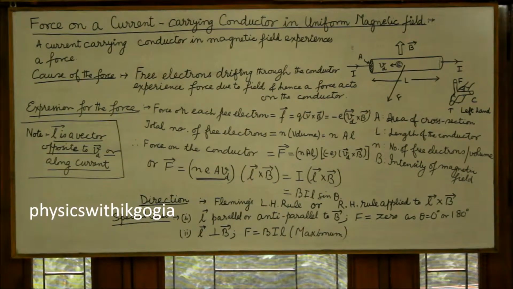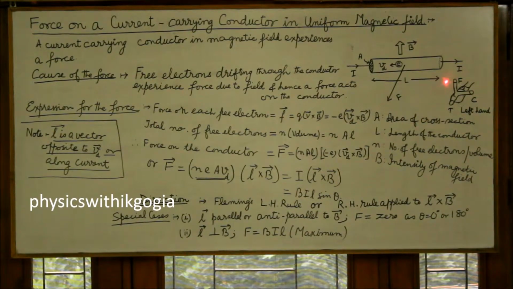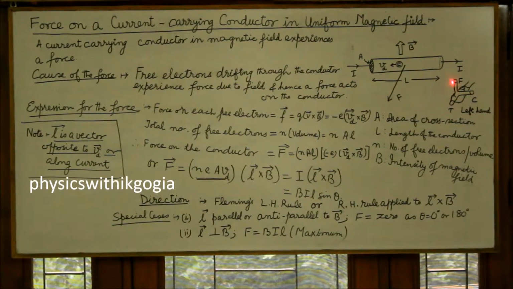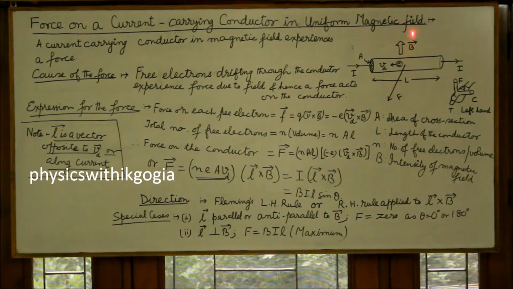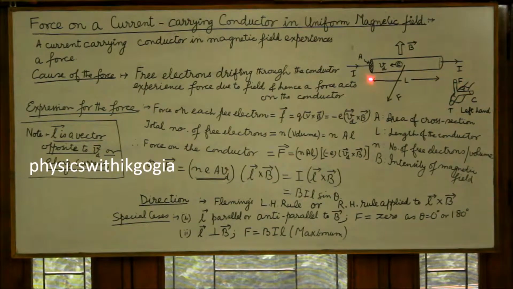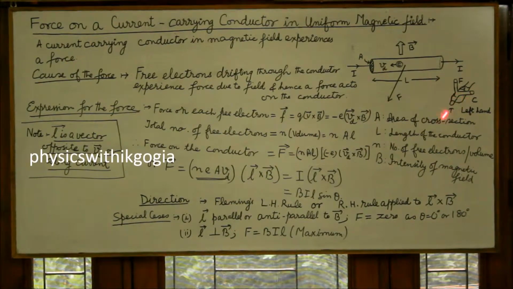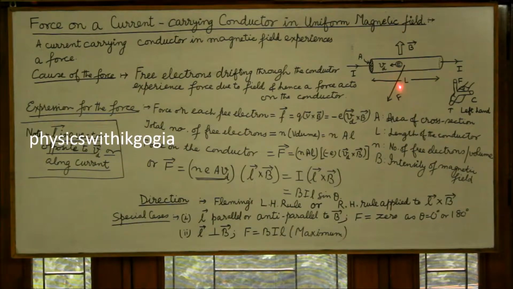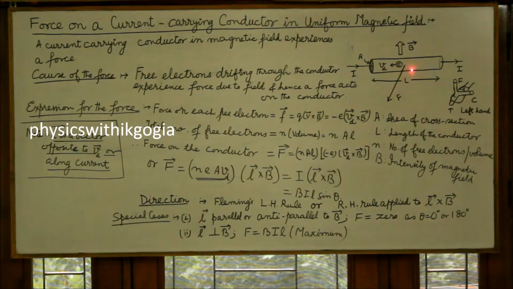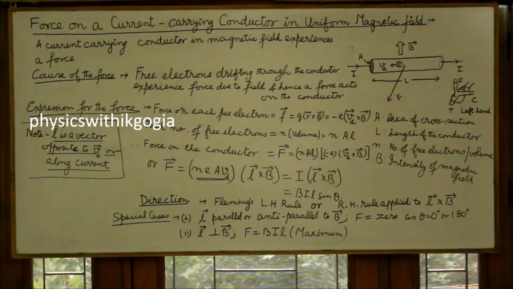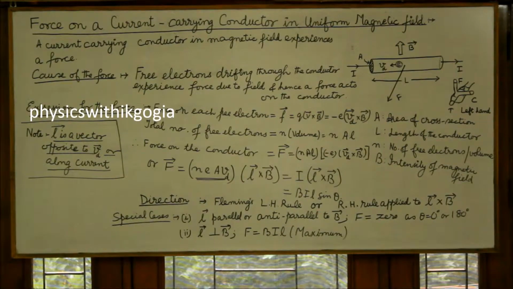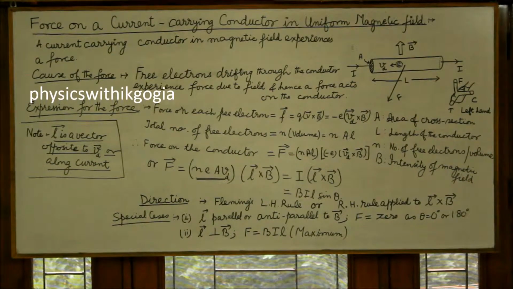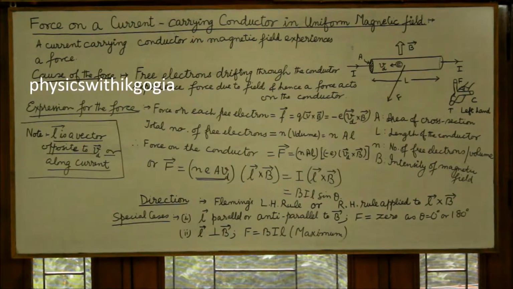The direction of the force on the conductor is given by Fleming's left hand rule. According to the rule, if the forefinger points in the direction of the magnetic field, central finger in the direction of the current, then the thumb gives direction of the force. In this diagram, since the field is upward, you should have your forefinger of the left hand in upward direction, the central finger towards right, then the thumb will point out of the board. That is, the force on this conductor will be acting out of the plane of the board.